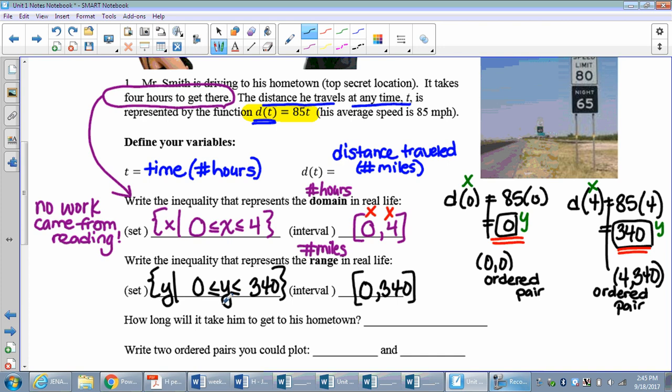How long will it take him to get to his hometown? This we get from reading. It told us it takes him 4 hours. So 4 hours.